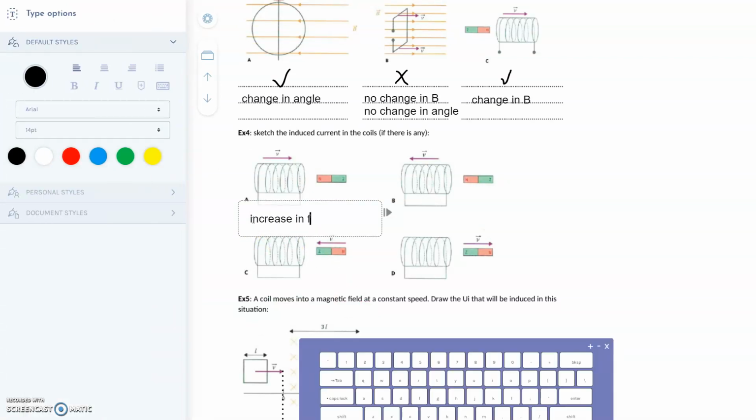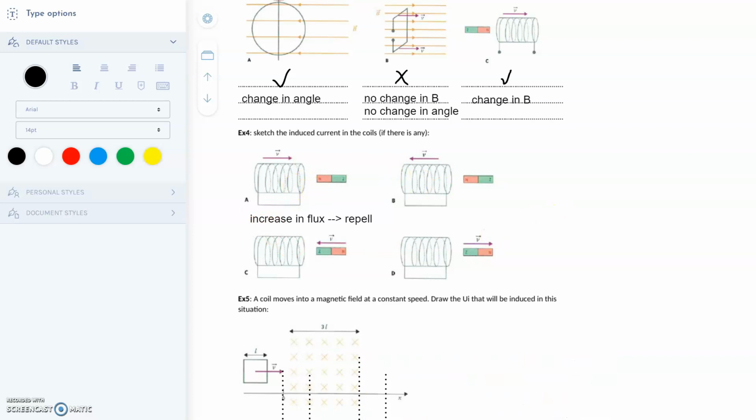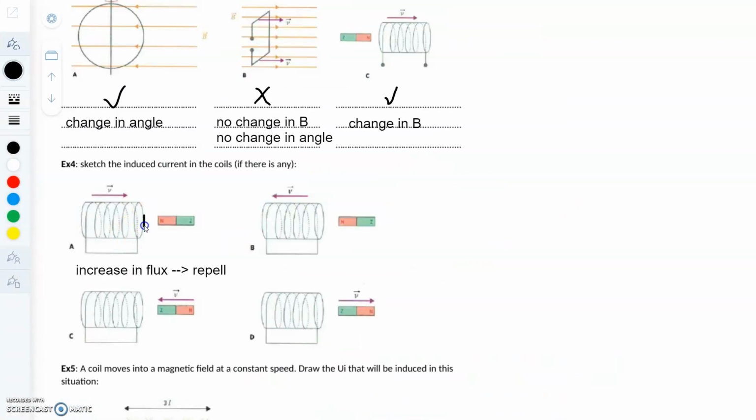An increase in flux means the reaction can be described as trying to repel it, right? Trying to repel it means the coil would try to create a magnetic field in such a way that the North Pole is on the right. If we then use the second right-hand rule to determine the sense of this current, you stretch out your thumb, and your four fingers, your fingernails, will indicate, in this case, the sense of the current. This means the current is going this bit from left to right.